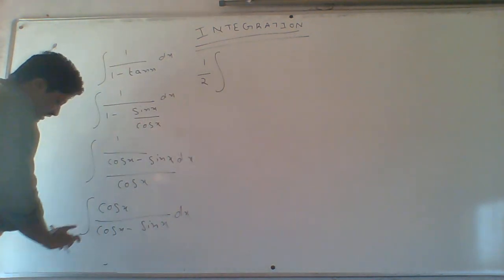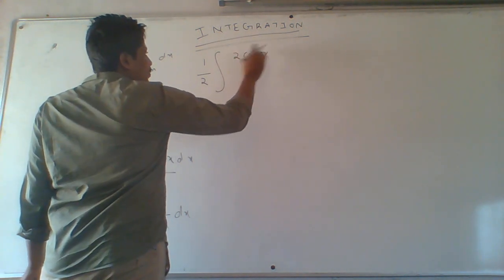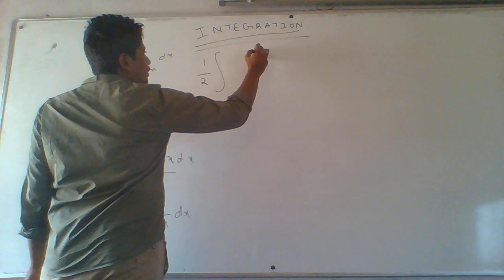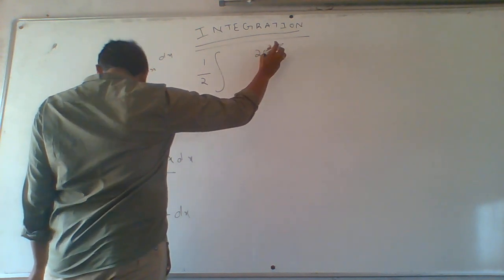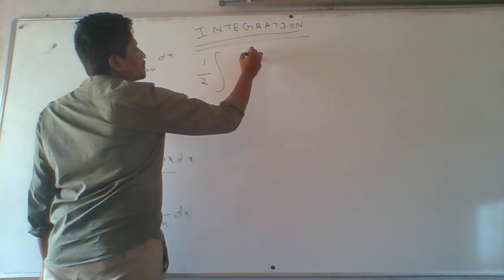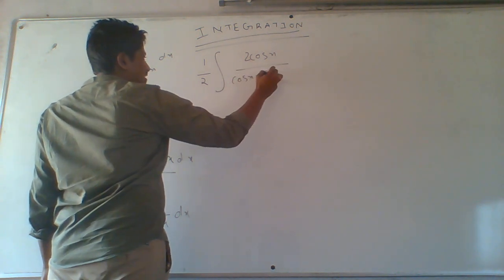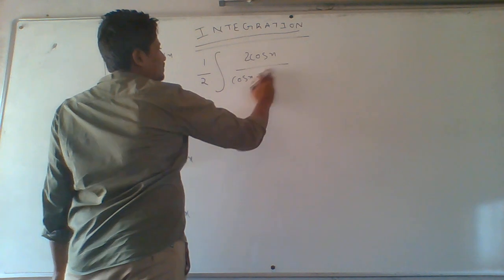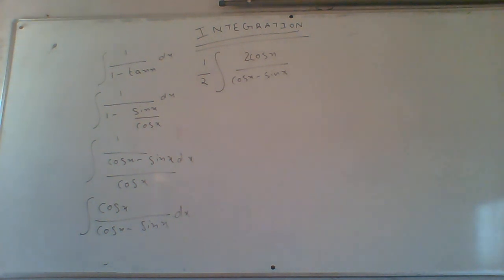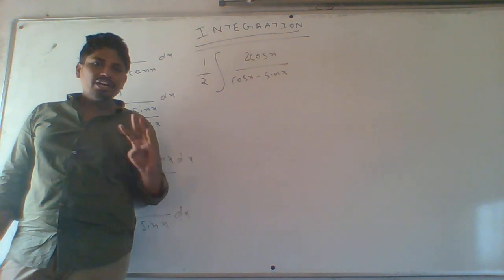You multiply and divide with 2. You will know why we are doing like this. We are multiplying and dividing with 2. See here, 2 cos x by cos x minus sin x. In order to make denominator in numerator, we want to see denominator in numerator.